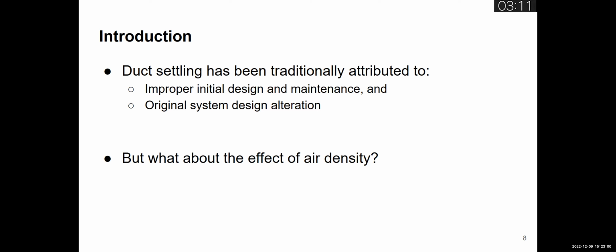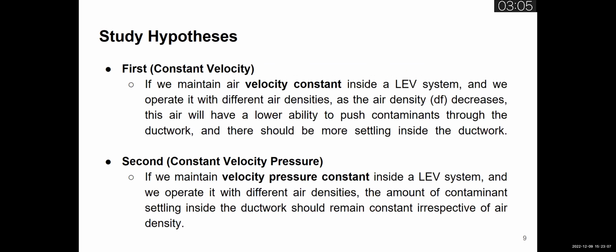We reviewed publications from 1935, and none of them take into consideration air density as an important design parameter. So we designed a study with two key hypotheses. The first one: if we maintain air velocity constant inside the LEV system and we operate it with different air density, as the air density decreases, the air will have a lower ability to push contaminant through the ductwork, and there should be more settling inside the ductwork.